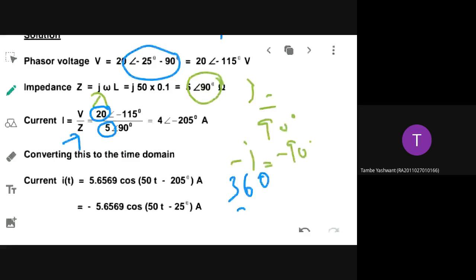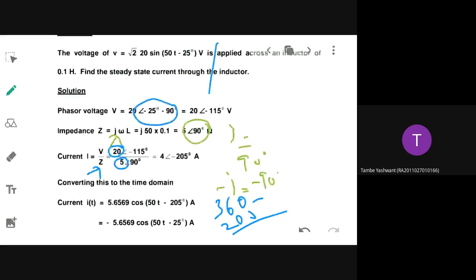What is 205 minus 360? What is the answer? 155, ma'am. 205 minus 360, what is the answer that you're getting? Usually they don't do that. Only plus should be there. Ma'am, because in a pure inductive circuit, voltage is ahead by 90 degrees. So here it should be plus 90.